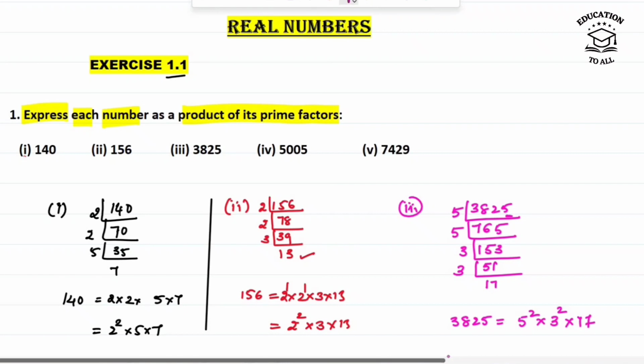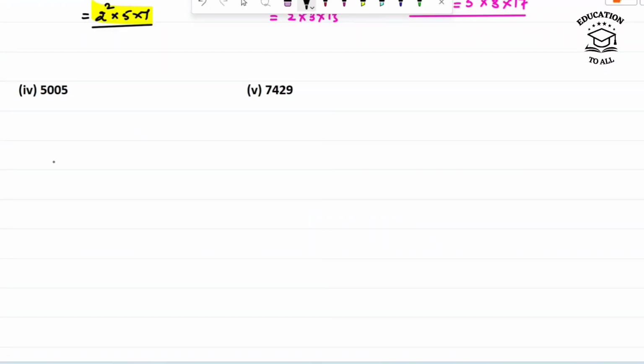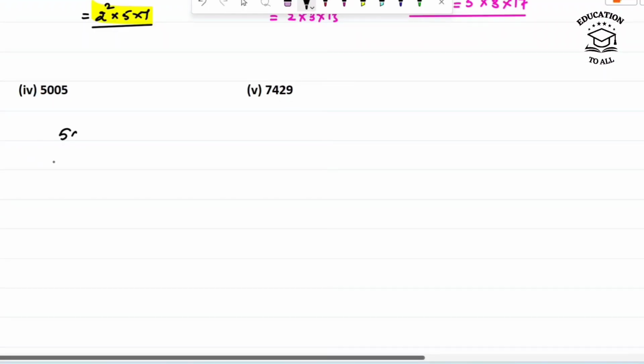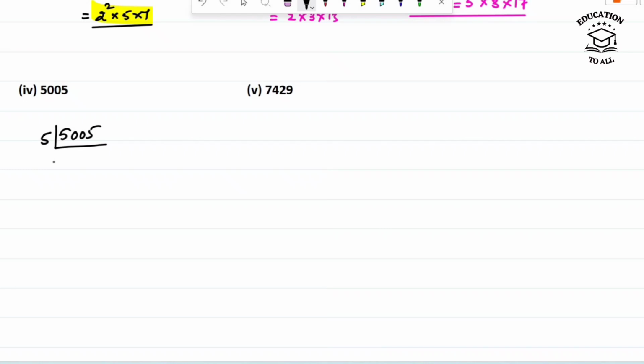We'll try to solve part 4 and part 5 the same way. Part 4, which is 5005. What prime numbers can be cancelled in it? I'll take 5 table. So one time in these two zeros, 0 only. Here it is one more time.